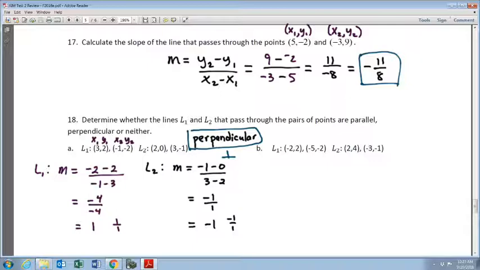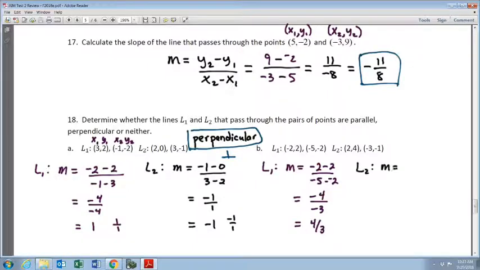Let's look at B. So here our slope is going to be negative 2 minus 2, and then negative 5 minus negative 2. So again, we're subtracting a negative there. So we're going to get negative 4 in the numerator, and negative 5 minus negative 2, that's going to be negative 5 plus 2, which is negative 3. And so we're going to get 4/3 here.